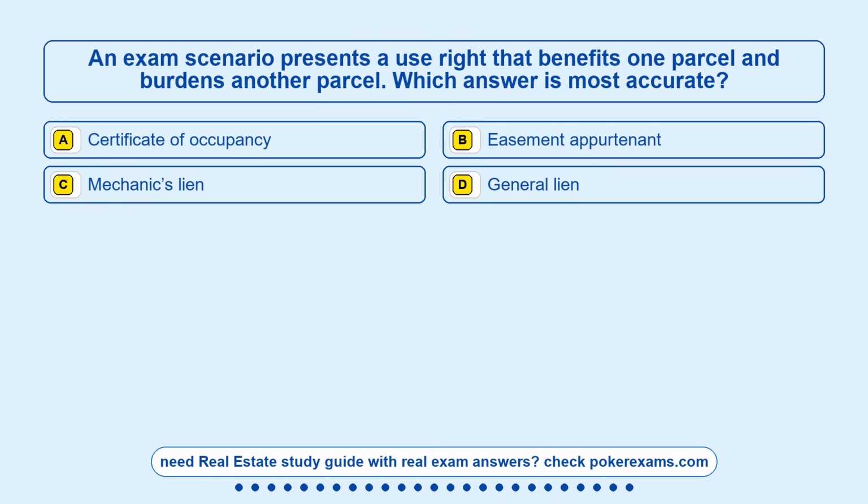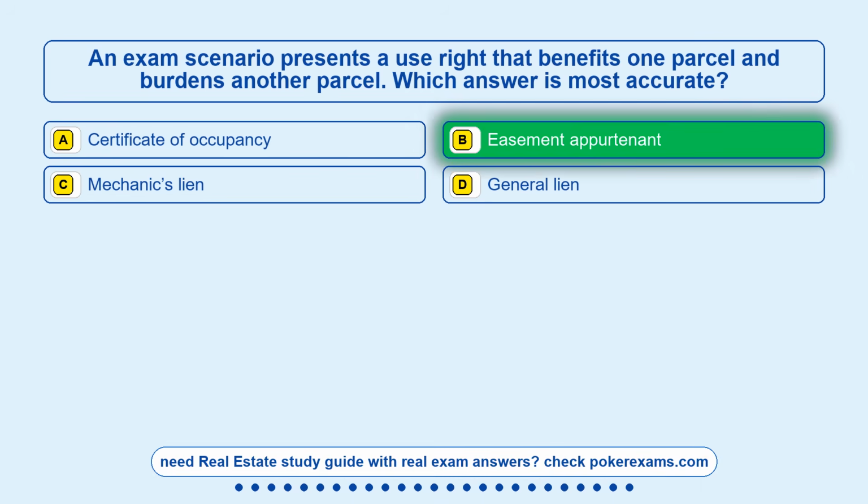Question 5. An exam scenario presents a use right that benefits one parcel and burdens another parcel. Which answer is most accurate? Option A, a certificate of occupancy. Option B, easement appurtenant. Option C, mechanics lien. Option D, general lien. The correct answer is option B, easement appurtenant.